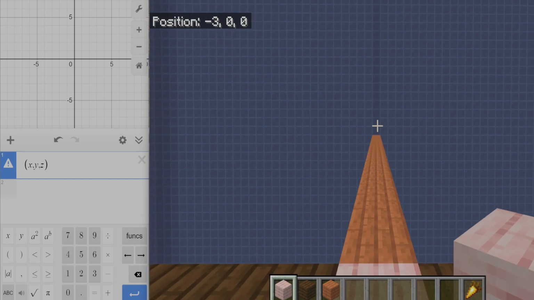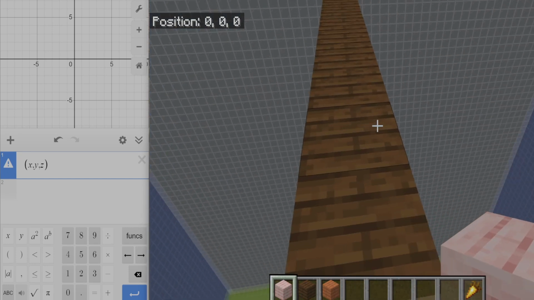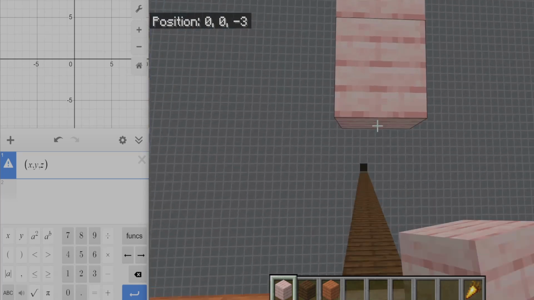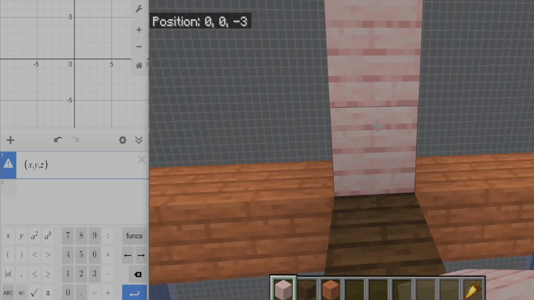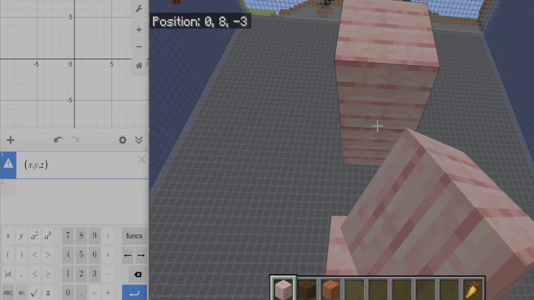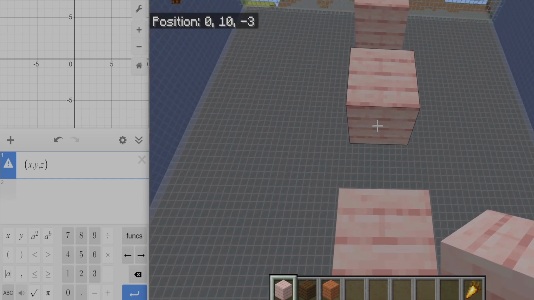So what we can do now is we can actually plot points on this x, y, z coordinate system. So let me come up here and fill a few of these in, and then I'll give you some examples real quick.